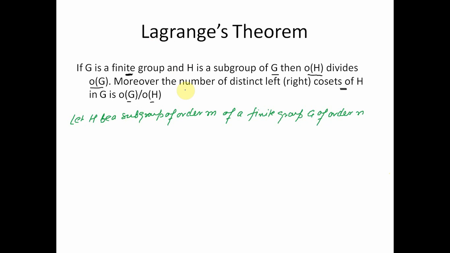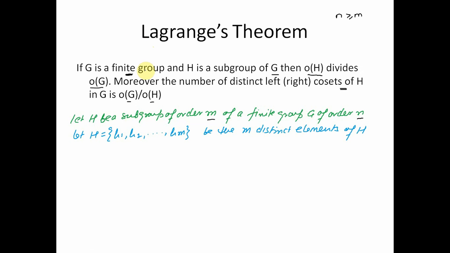Let H be a subgroup of order M of a finite group G of order N. Let us say the group has an order N and the subgroup has an order M. So obviously N will be greater than or equal to M. The order of the group will be either greater than or equal, because H is a subset of G.